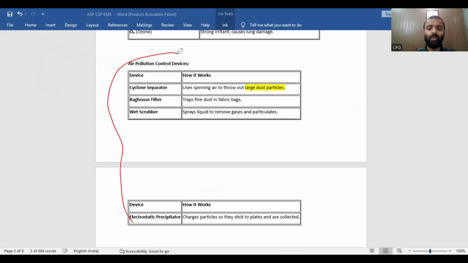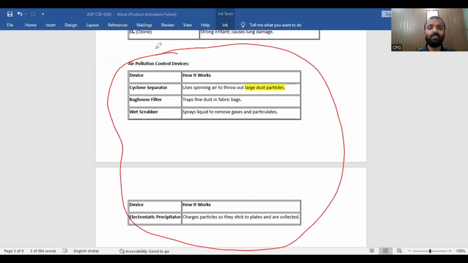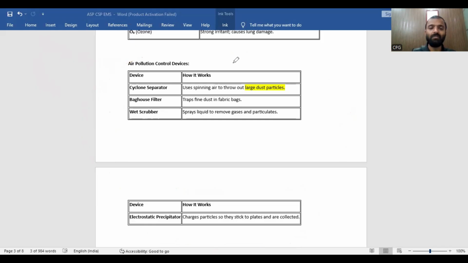Now, air pollution control devices: how do you control these criteria pollutants? First one is the cyclone separator. A cyclone separator uses spinning air to throw out large dust particles. They may ask which controlling device can be used to separate these large dust particles. It is the cyclone separator, a cyclone type device. It spins the air to throw out large particles, so it can easily control the air pollution.